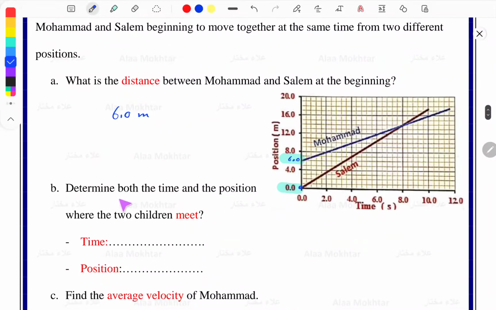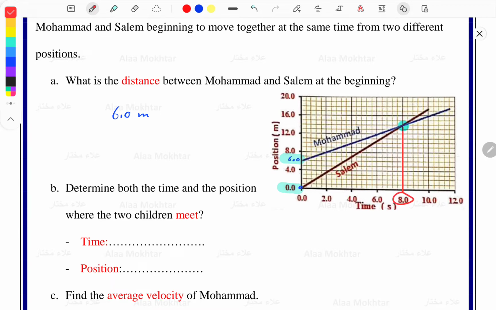Determine both the time and the position where the two children met. They met at this position. Look carefully to this point. They are met at this point. This point at which time? It's easy. The time is, if you look here, they are met at 8 seconds. They are met at this point, 8 seconds.